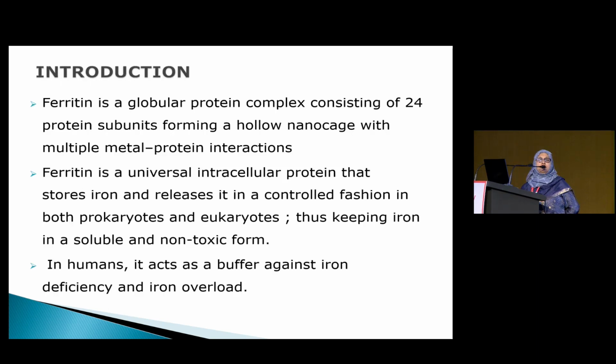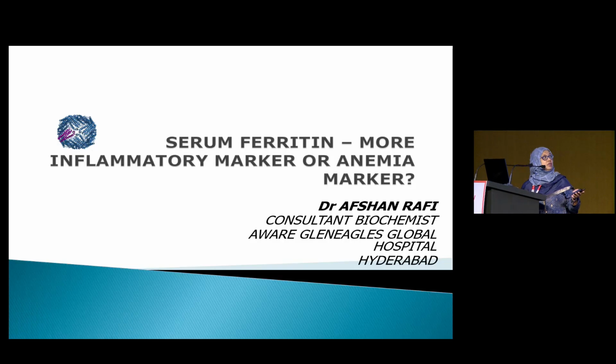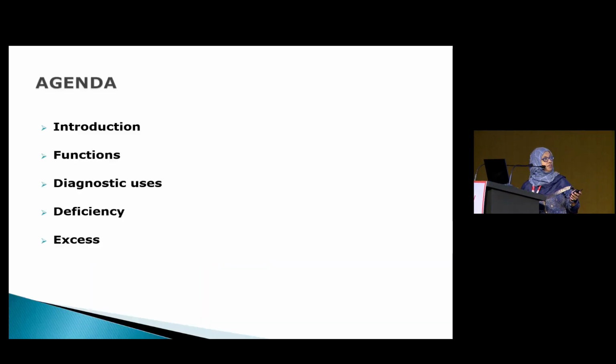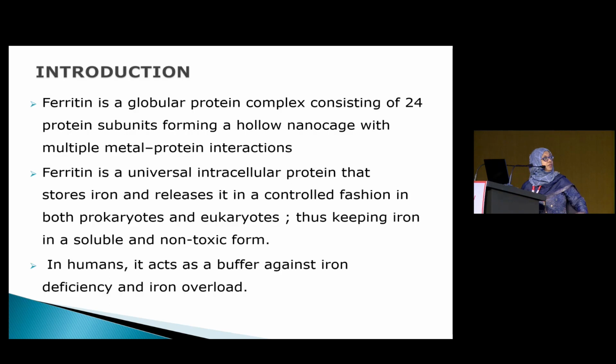So ferritin, as we all know, is a globular protein complex consisting of 24 protein subunits, forming a hollow nanocage with multiple. So as this picture on my first slide shows, this is the ferritin. Ferritin is a universal intracellular protein that stores the iron. So as we all know, ferritin is used mainly as an anemia marker for iron deficiency.